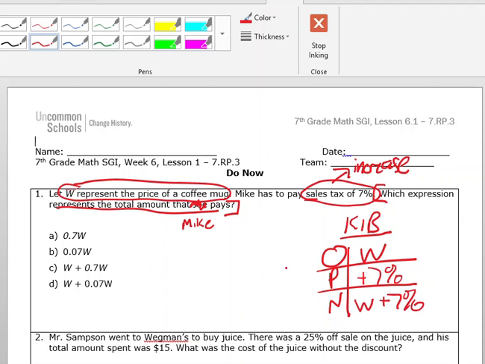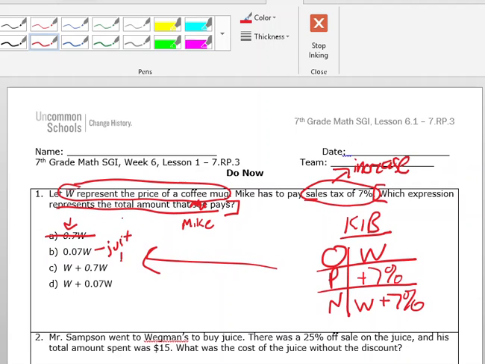And I want to find an equation that gives me that. If I take a look at A, it says 0.7 times W. There's a couple problems here. First of all, 0.7 represents 70%. If I did 0.7 times W, I would just get 70% of W, which is not what I'm looking for. I'm looking for something that represents the total amount. Now maybe I could do 0.07 times W. But again, this isn't going to give me the total amount. This will just give me the tax.